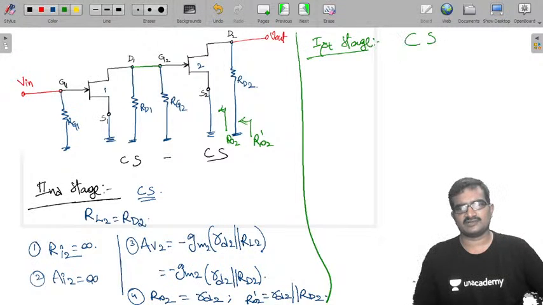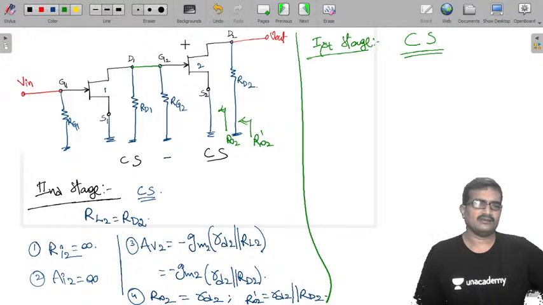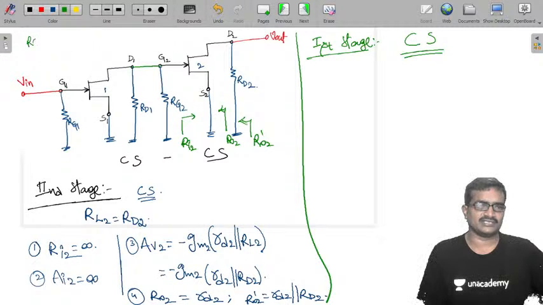First stage also common source stage. Now here is its input impedance Ri2. It is infinity. And one more thing, sir. Rg1 and Rg2 is a parallel combination of those resistors. Rg1 is R1 parallel with R2 and Rg2 is R1 dash parallel with R2 dash.